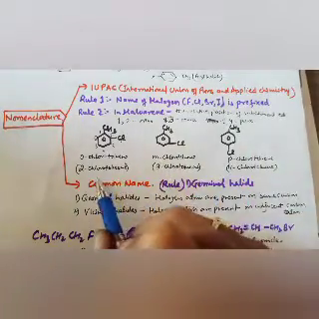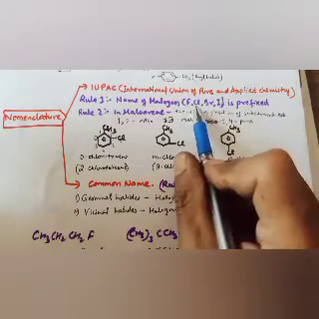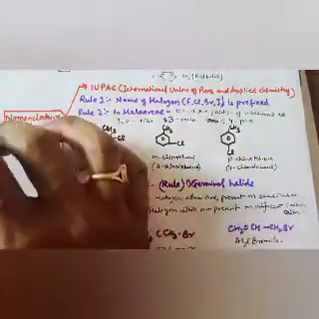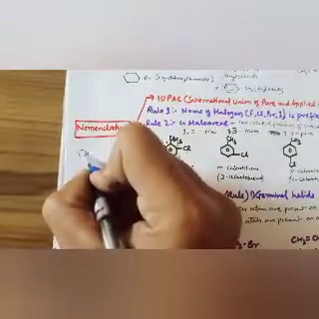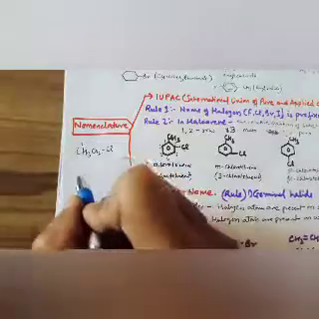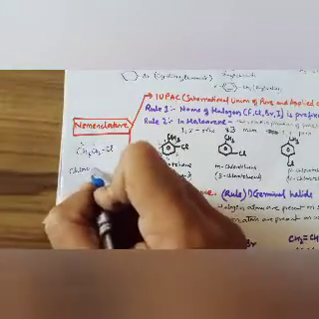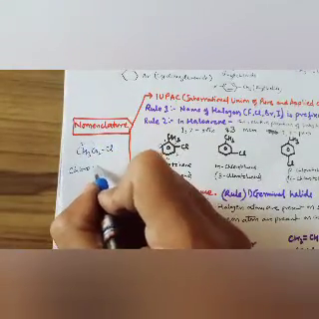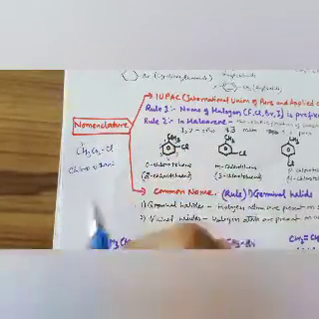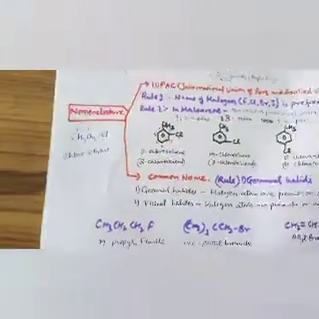As per the position, we first write the name of the halogen, then we write the name of the compound. If I take an example of CH3, CH2, Cl, this is my number 1, this is number 2. Then it will become chloro, and 1, 2 is eth, single bond, ane. So the name of this compound becomes chloroethane.